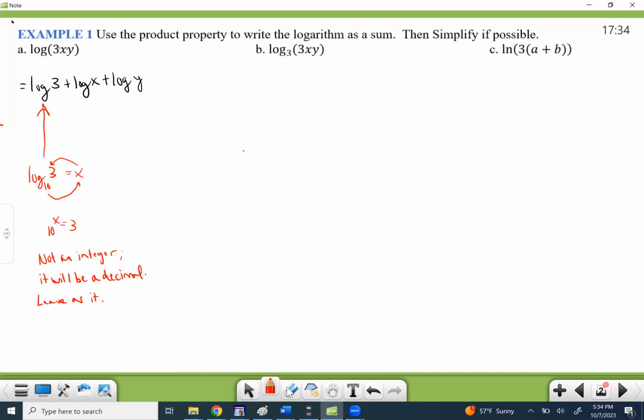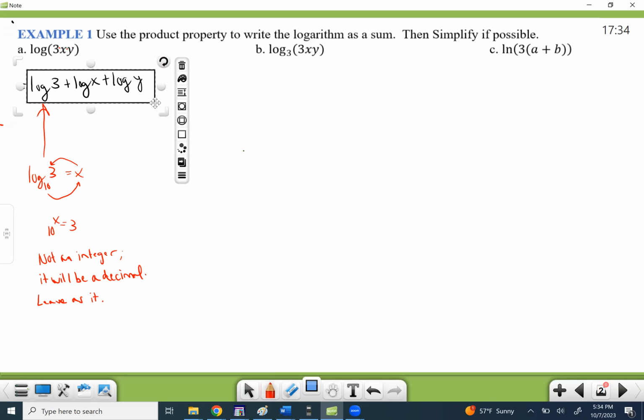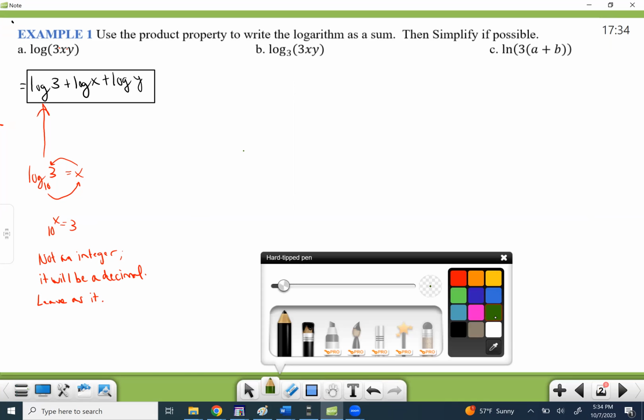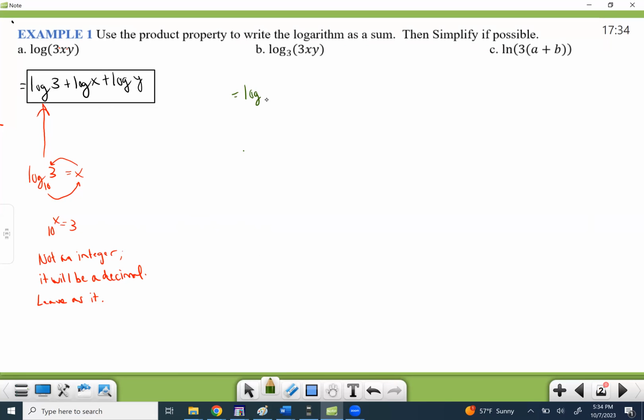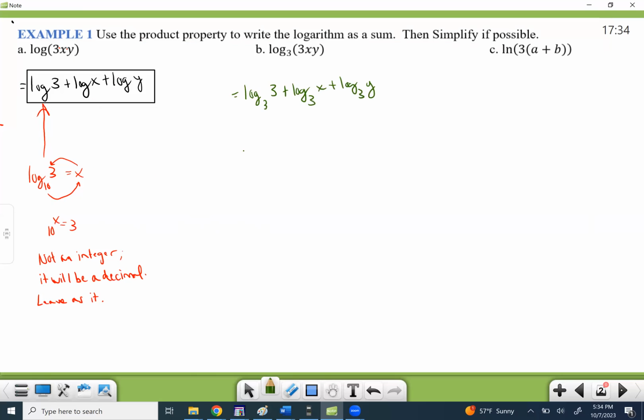I'm going to go ahead and box what we have. Let's try the next one. We still have the product property, so this is still going to split into addition. The only difference is now we have base 3: log base 3 of 3, log base 3 of x, log base 3 of y. You do have to carry the 3 for all of them. If you go back to the original statement of the theorem, if you have base b, then when you split it, they both still need to be log base b. So you have to carry that 3 around the whole time.